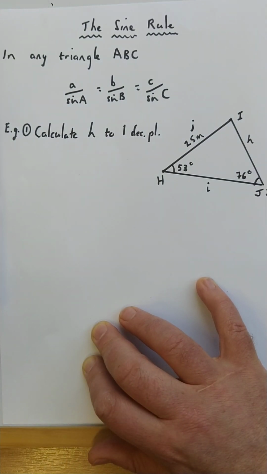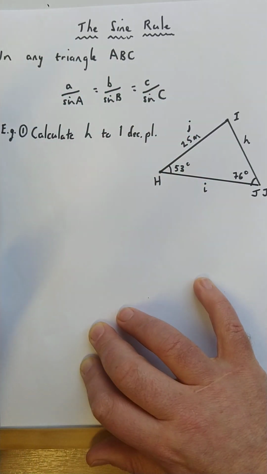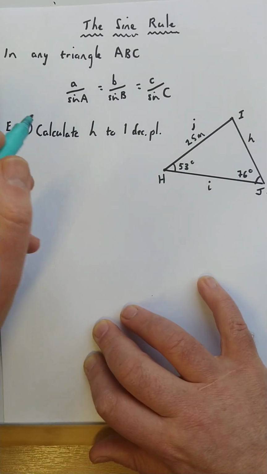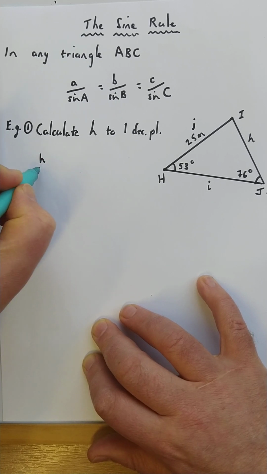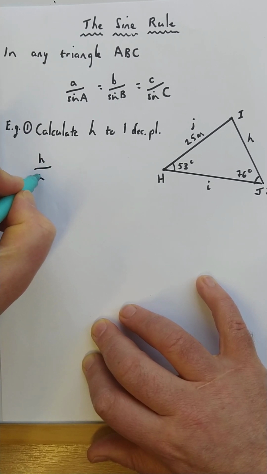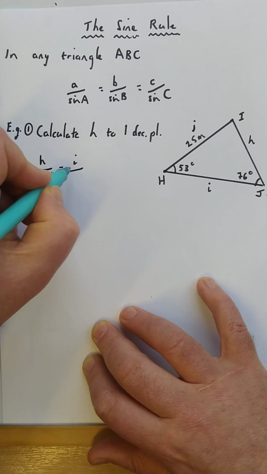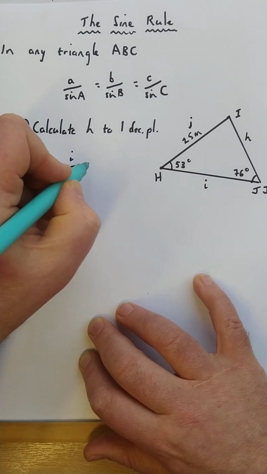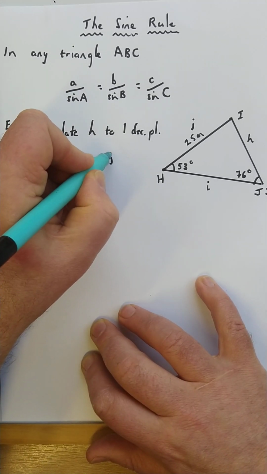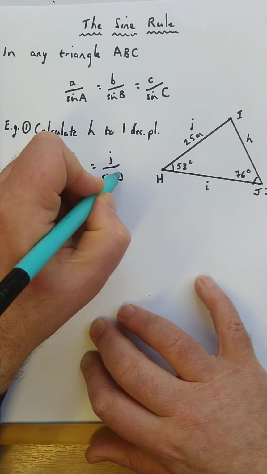Step one, unlike with the cosine rule, I would suggest you do write down the rule, but with our letters on. So we've got H, I, J, so I'm going to write quite simply, again, small letters for sides, h over sine capital H, angle, equals i over sine angle I, equals j over sine capital J.